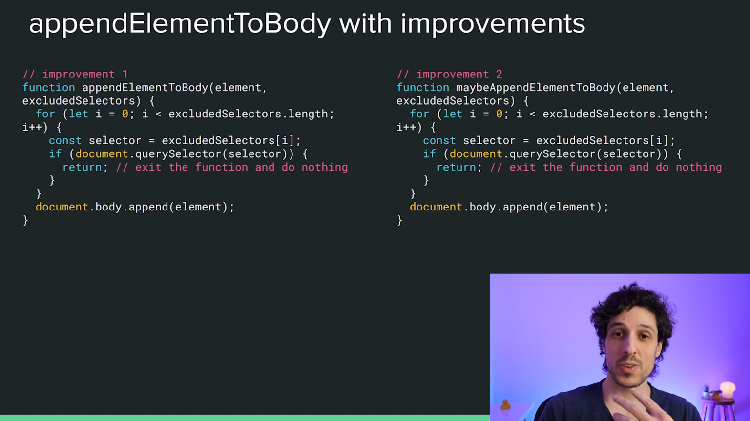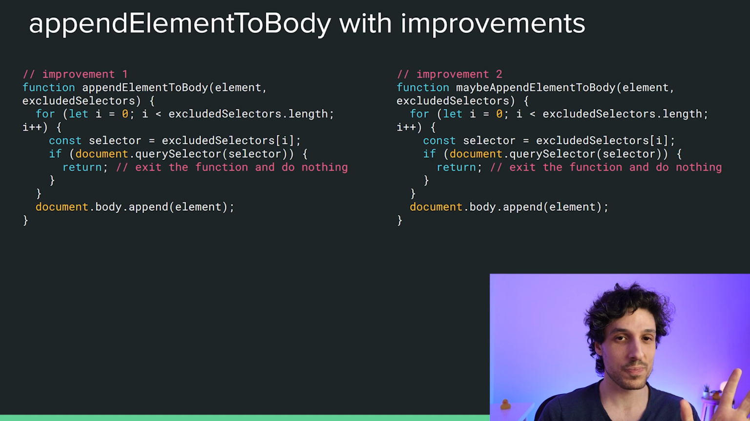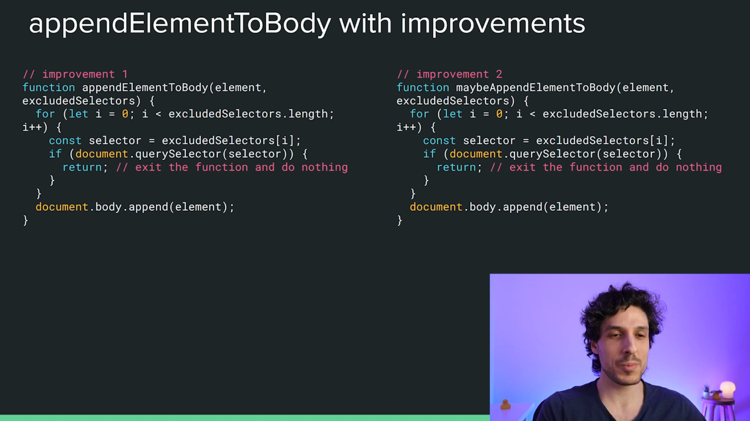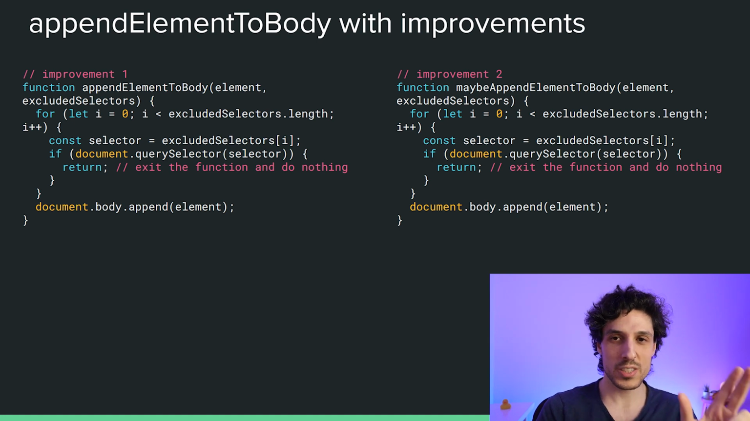Still not enough, in my personal opinion. I would prefer something like this version. So now we've renamed the function maybe appendElementToBody. And this name makes sense because that's what the function is doing, right? It appends the element to the body sometimes, not all the time, depending on some selectors. So this is much better than the bad version of the code, okay?